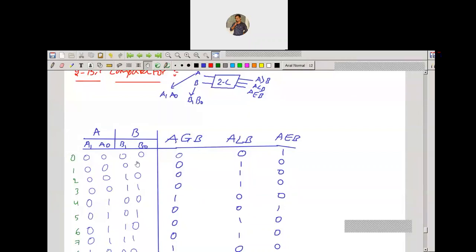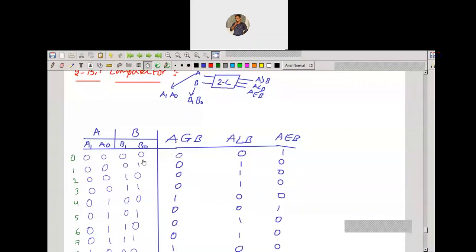That is, A can have 3 bits: A2, A1, A0. B can have 3 bits: B2, B1, B0. Right? Obviously, you are going to have the 6 variable K-map. We need the 6 variable K-map, but it is difficult to find the simplified Boolean expressions by using the 6 variable K-map.